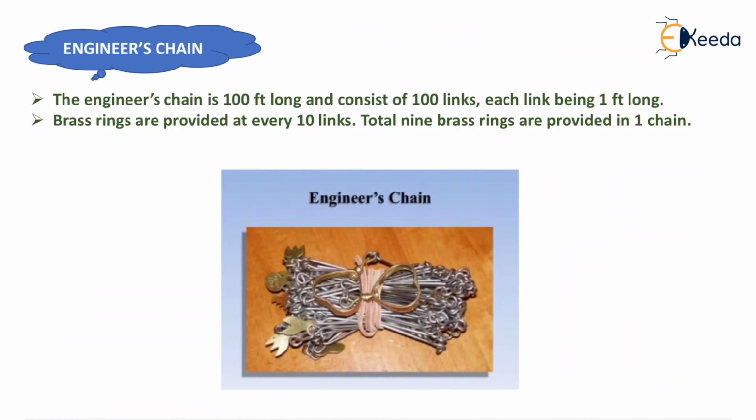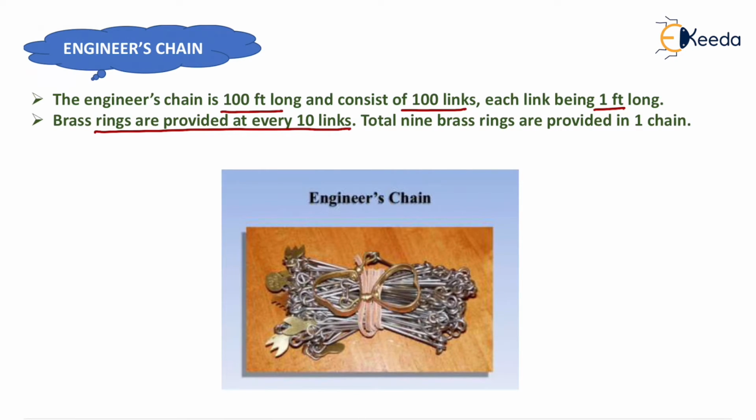Now the next chain is engineer's chain. Now engineer's chain is 100 feet long and consists of 100 links. So the calculation is very easy. One link length is equal to 1 foot. Now in engineer's chain, brass rings are provided at every 10 links. So students, how many brass rings will be there?